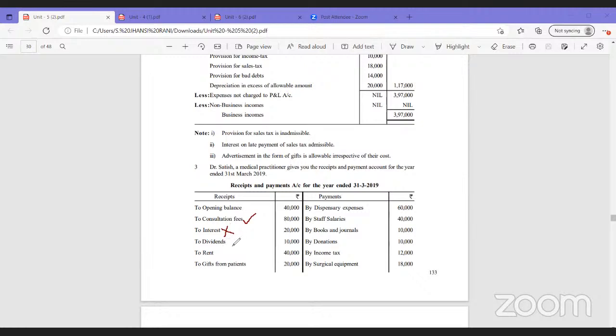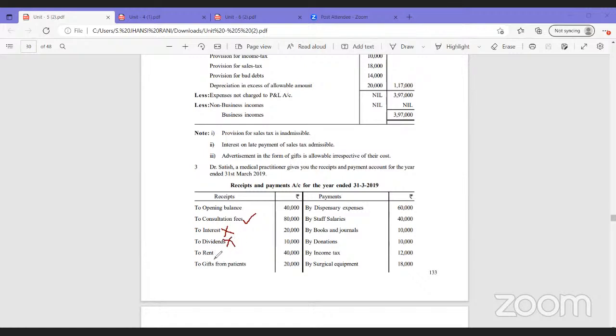And dividends. Dividends mean nothing but profit on shares. Whatever profit you receive from purchasing the shares of a company is called dividends. So is his work purchasing shares? No. So this is not his. He's a medical practitioner.